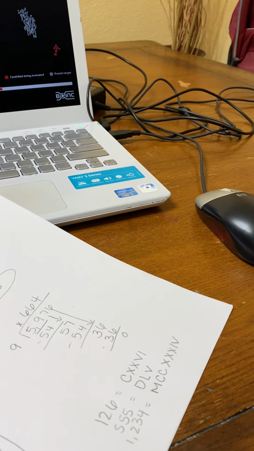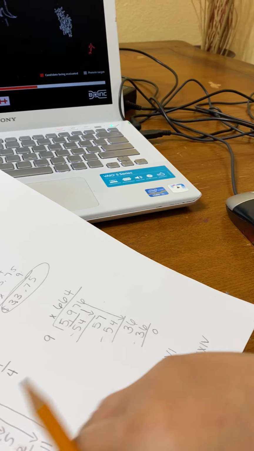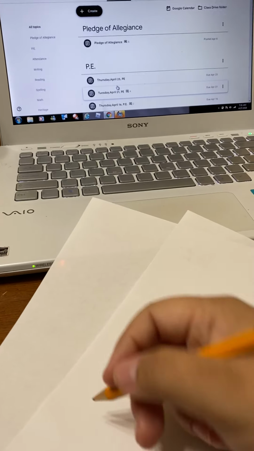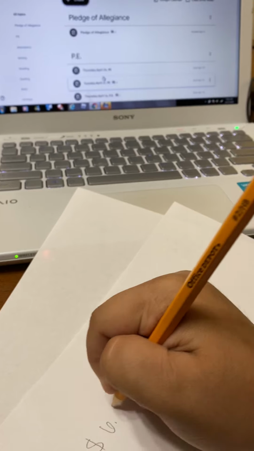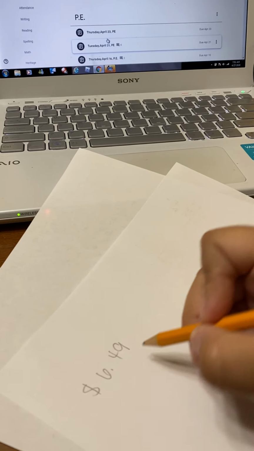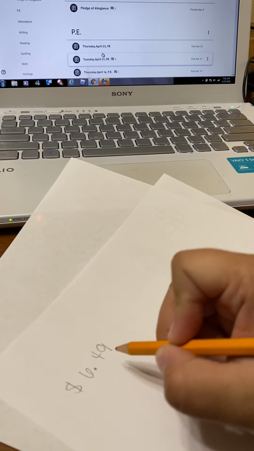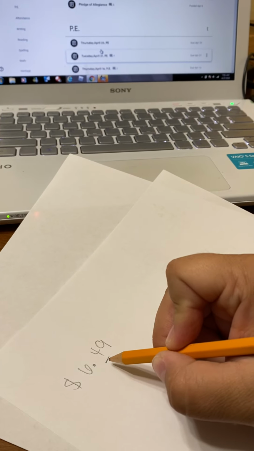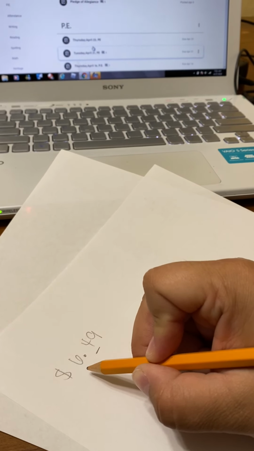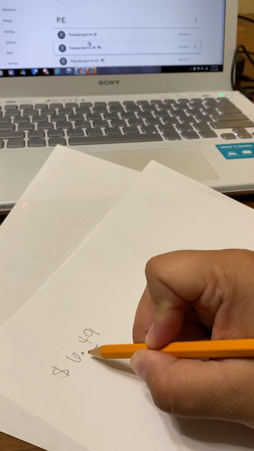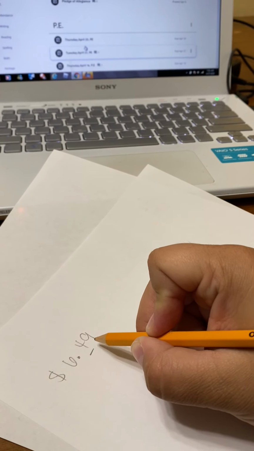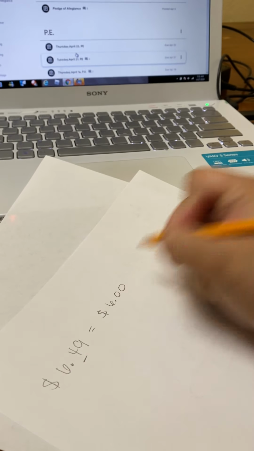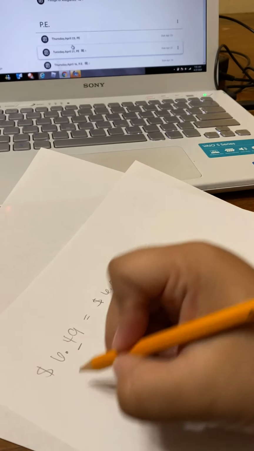The next section says round to the nearest dollar. $6.49. When you have to round off, remember, you have to look at what's behind the decimal, which is the 4. 4 is smaller than 5, so the number in front of the decimal stays the same, and anything behind the decimal becomes 0, 0. So our answer is $6.